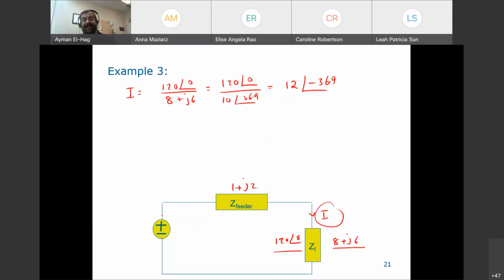What is the current that is supplied by the generator? What do you think, guys? If the I that reaches the load is equal to this, what is the current supplied by the generator? Exactly the same, because we have a series circuit. So this is actually Ig, the I that comes from the generator is the same, 12 angle of minus 36.9. Excellent. So I know the current, I need to know the voltage. What is this voltage? This is the generator voltage.